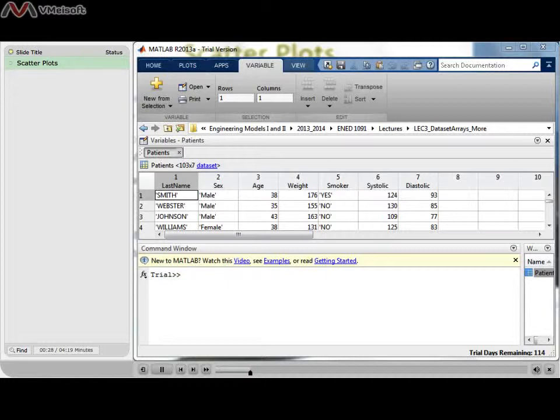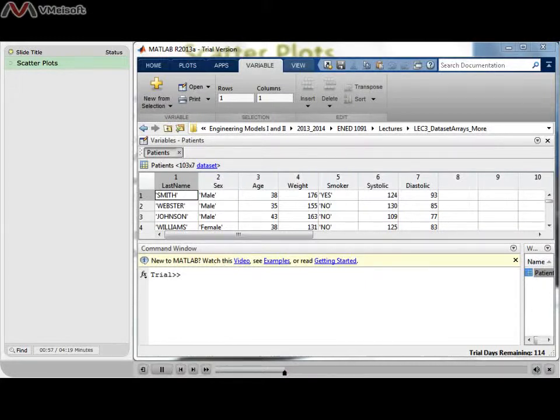But it has information on 103 patients in terms of gender, age, weight, whether the person is a smoker or not, and systolic and diastolic blood pressure measurements. So I'm going to do a scatter plot where I have weight on the x-axis and systolic blood pressure on the y-axis to try to see if there's some sort of a relationship between patient weight and systolic blood pressure, and I'll do this using a scatter plot.